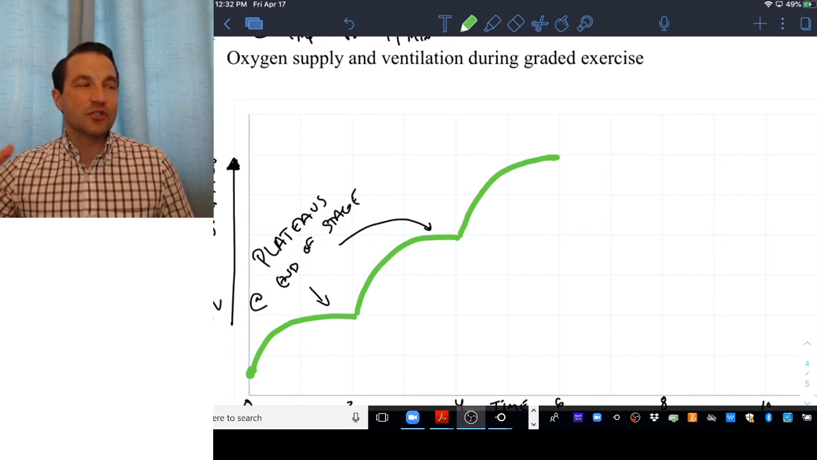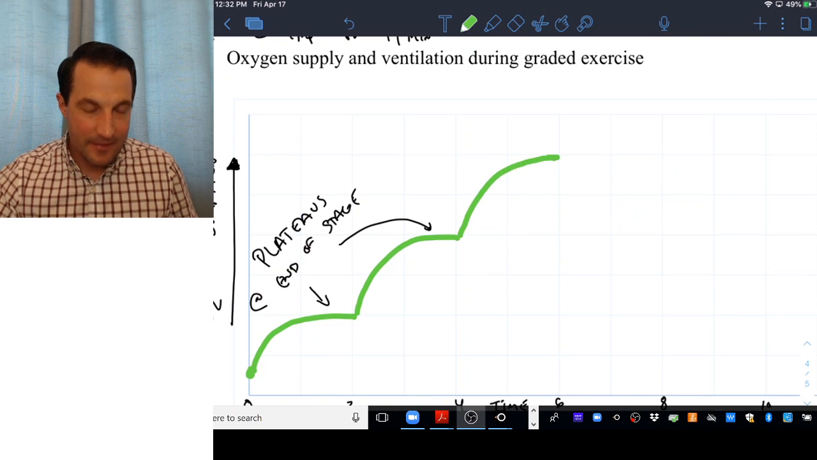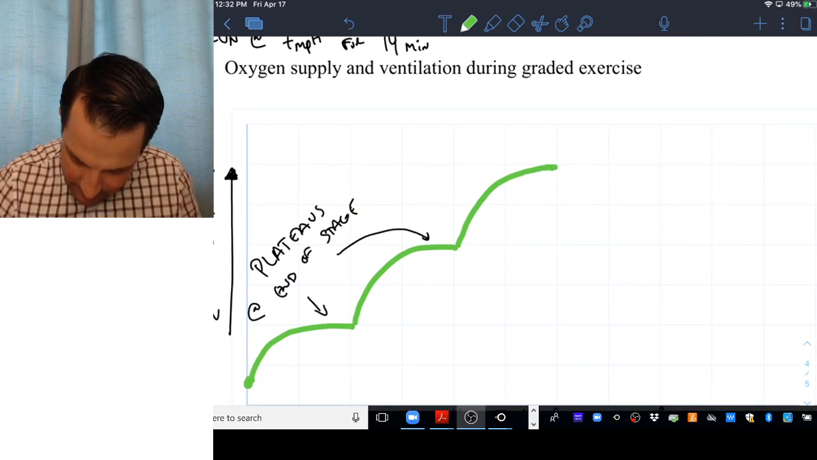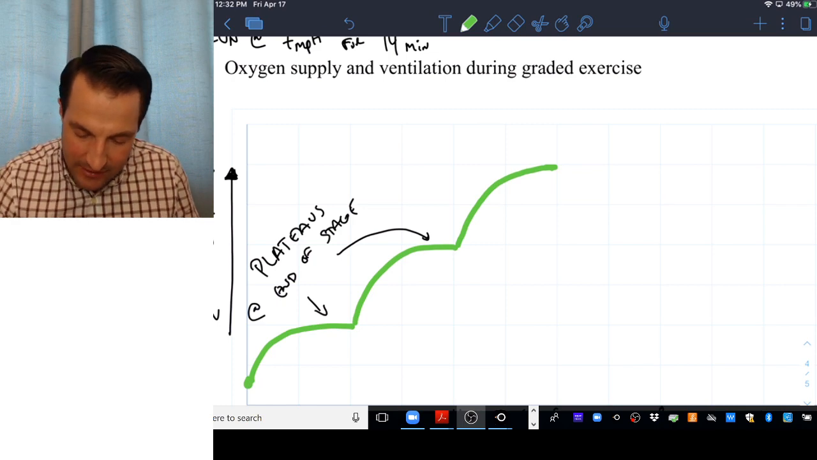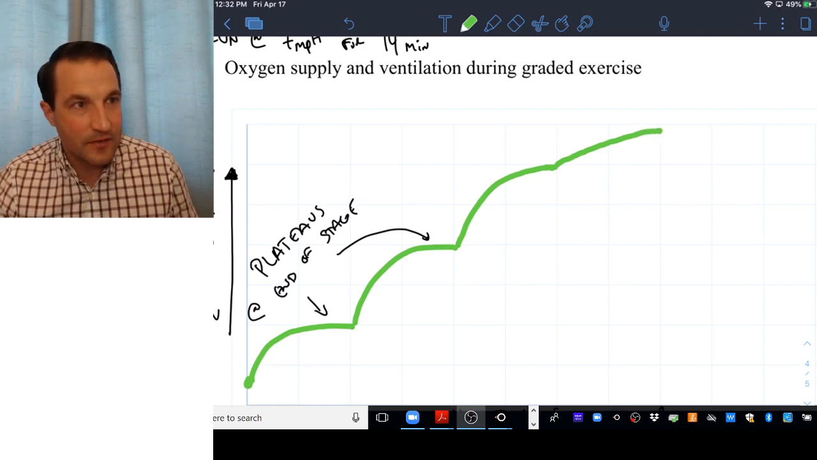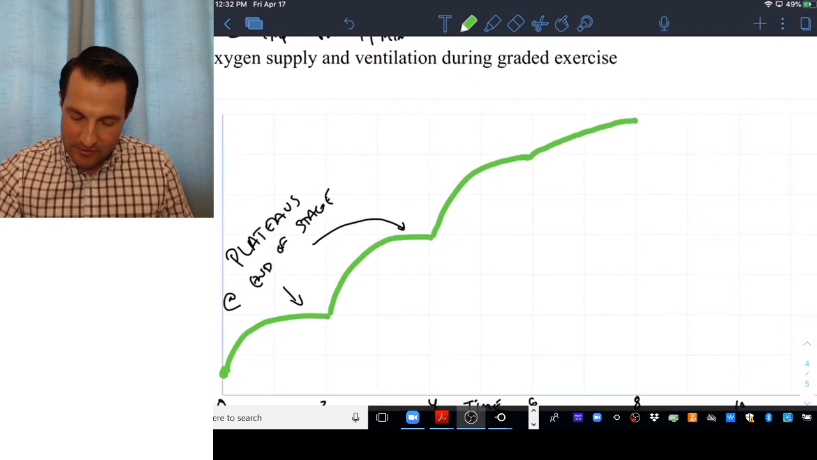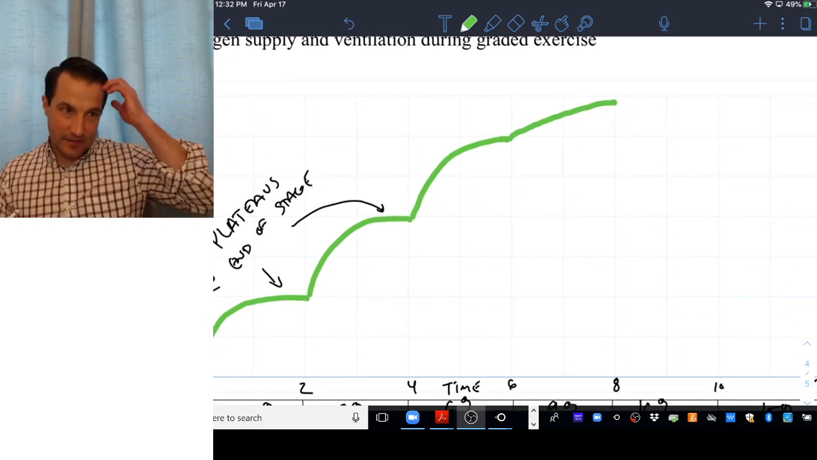You can see that it's taking us longer and longer to get there, so we're getting closer to our max overall. Then between minutes 6 and 8, when we're at 9% grade, we get a slower rise overall, and there's no plateau that occurs. And then what's going to happen is, we're going to do that thing in the next stage, minute 8 to 10 here.